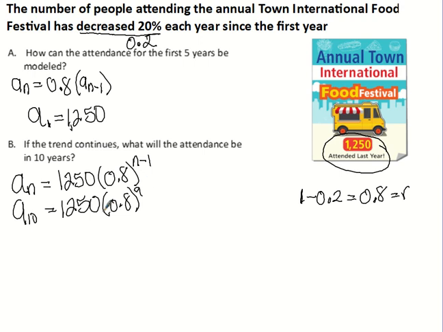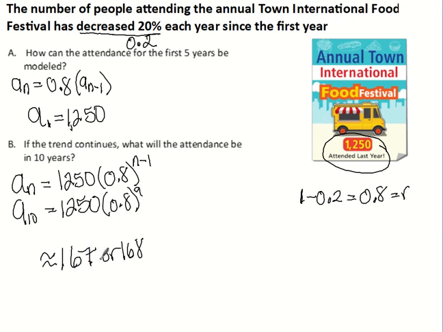Okay, so 0.8 to the 9th times 1,250. We are talking about attendance of people. And so we aren't sure, it doesn't have to be 100%, but we could say it's about 167 or 168. This is if you consider fractional people not to work, right?